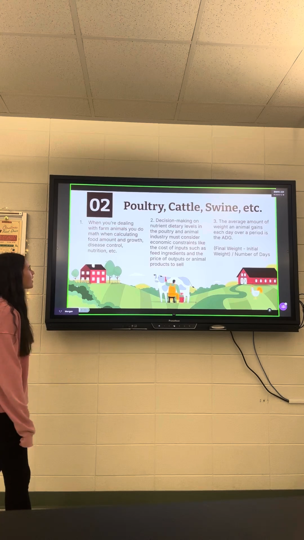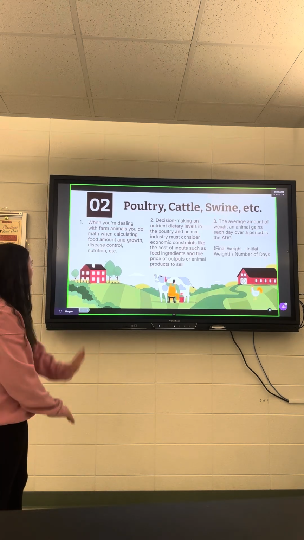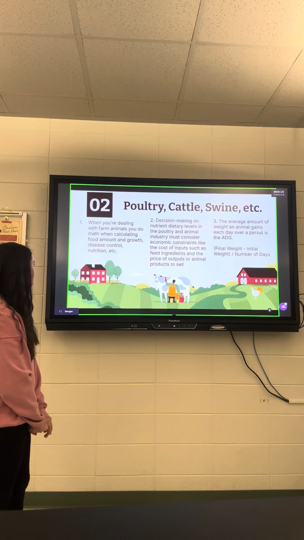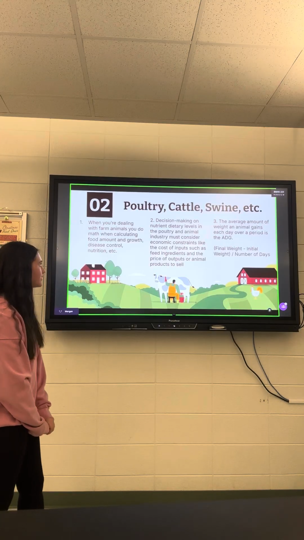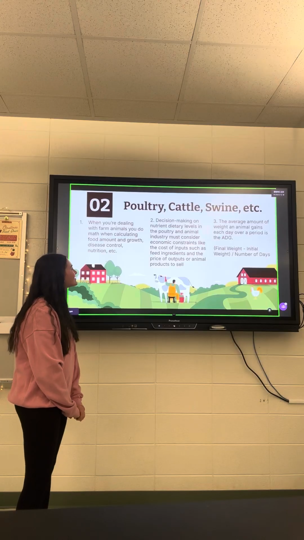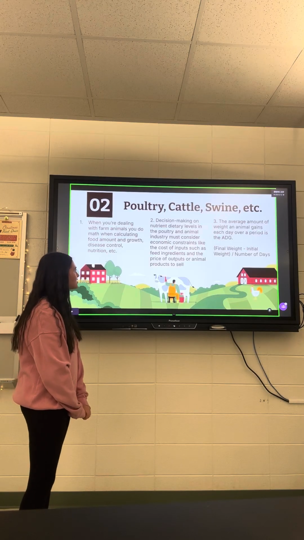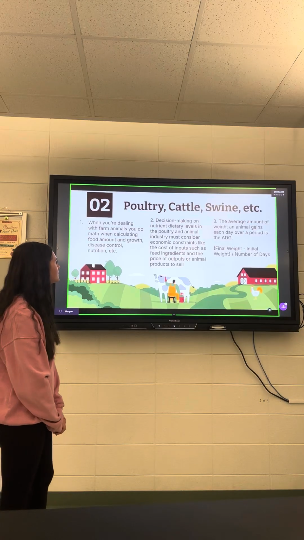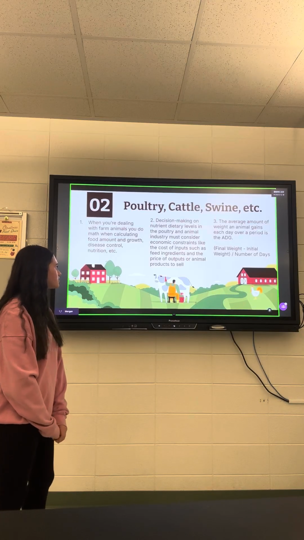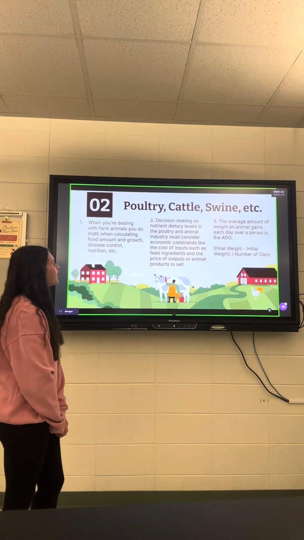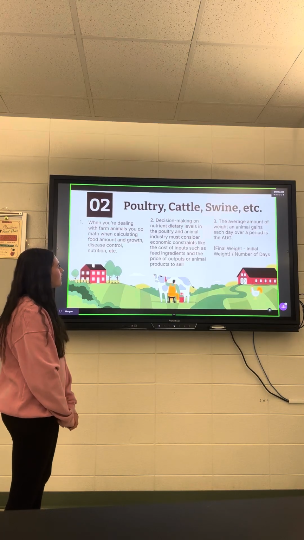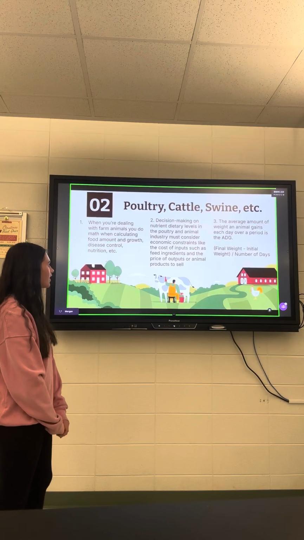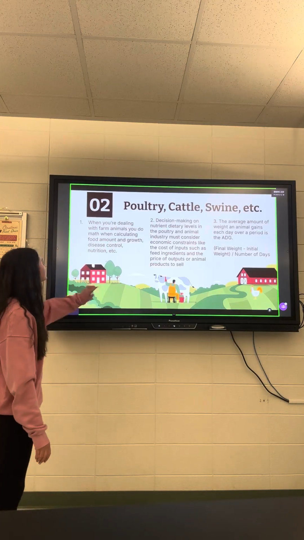For poultry, cattle, and swine, you're dealing with farm animals when you do math, calculating food amount and growth, disease control, nutrition, etc. Decisions on nutrient dietary levels in the poultry and animal industry must consider economic constraints like the cost of inputs such as feed ingredients and the price of outputs or animal products to sell. The average amount of weight an animal gains each day over a period is the ADG, and that's when you find final weight minus initial weight divided by number of days.